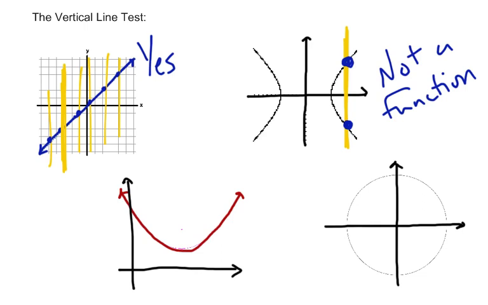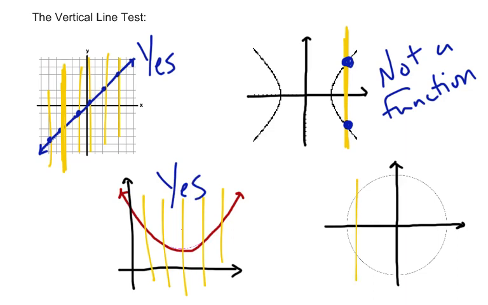So the vertical line test says if we get a vertical line that crosses in a couple places, it's not a function. So look at the parabola. Is it a function? Well, it only ever crosses in one spot, so yes, it is a function. Look at the circle. We get our vertical line crossing in a couple of different places, so no, this one is not a function.